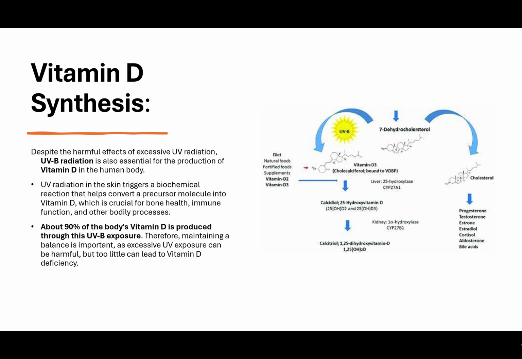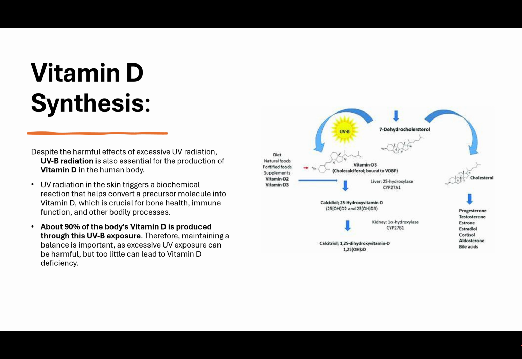So looking at stuff like that. It is important. About 90% of our body's vitamin D is produced via UVB exposure. Therefore, maintaining balance is important, as excessive UV exposure can be harmful.